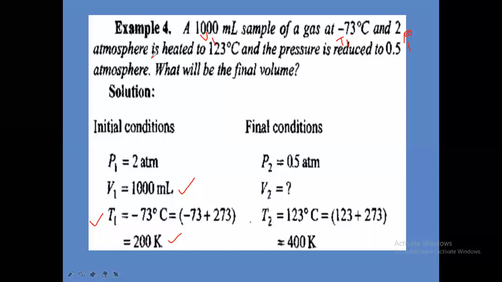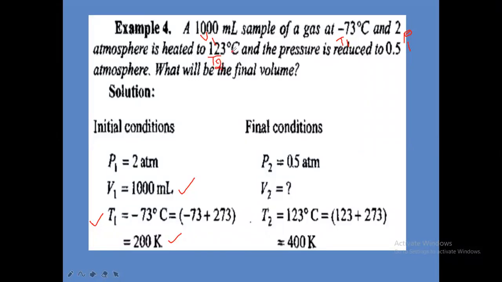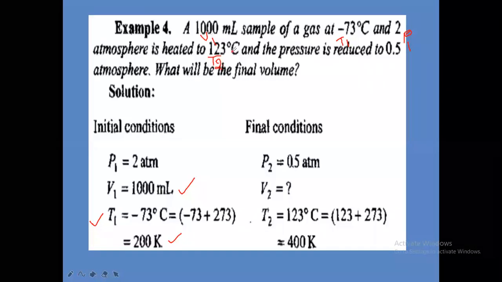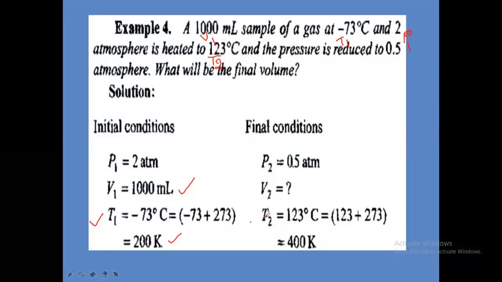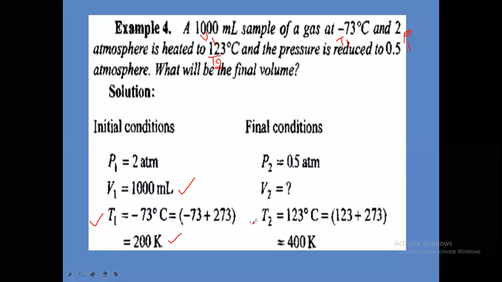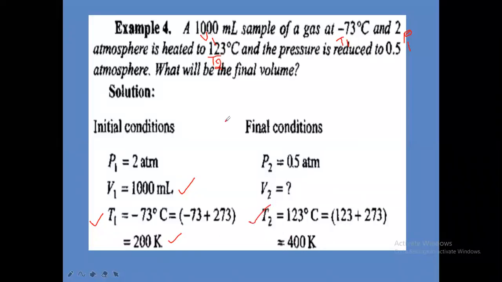So this gas is heated up to 123 degrees Celsius. So what is this given here? T2. Is T2 given in centigrade or Kelvin? T2 value is given in centigrade temperature. Again, we have to convert into Kelvin temperature. So T2 will be equal to 123 plus 273, that is equal to 400 Kelvin. So T2 value we have calculated as 400 Kelvin, and T1 is 200 Kelvin.